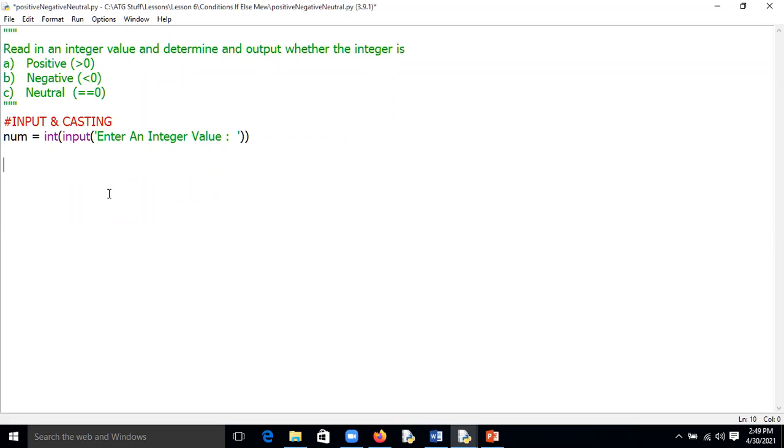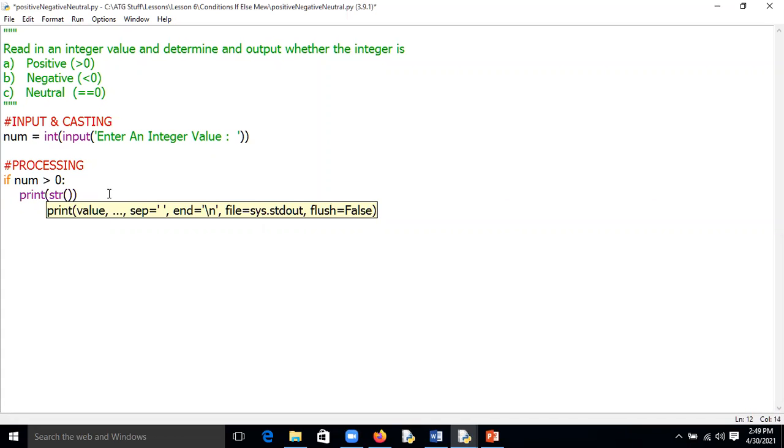Now, I'm going to need to check three things. Firstly, I'm going to check to see if num is positive. Secondly, if num is negative. And thirdly, if num is neutral. Now, I can have three print statements. Remember that? So this is what I can do. This is going to be our processing and the output, but I'm going to show you how the output will change. So basically it's going to be if num greater than 0, colon, then I'm going to say print str num. Check this out, I made it a string, plus is positive.